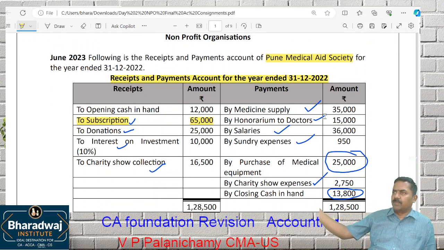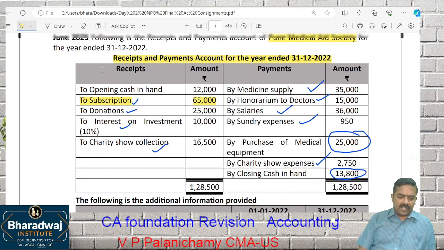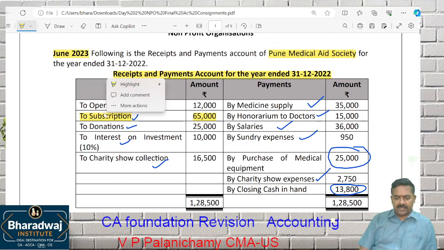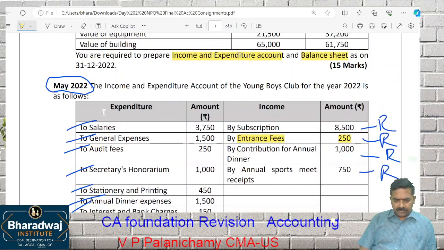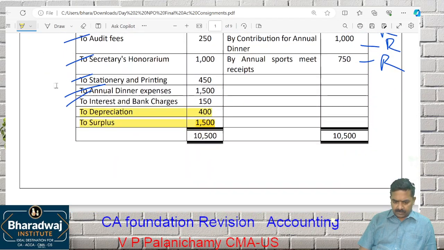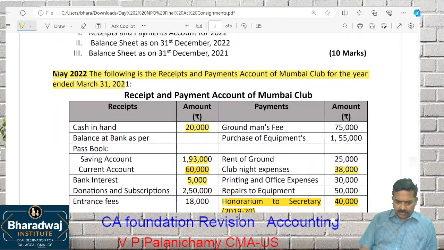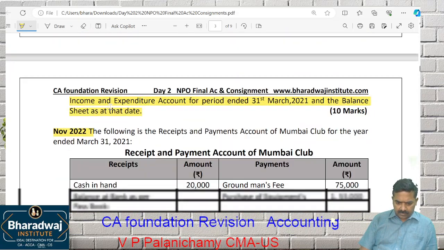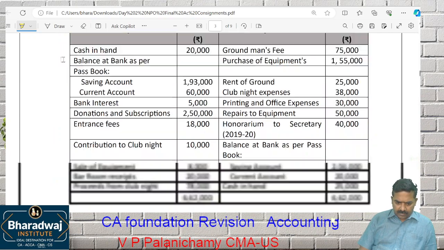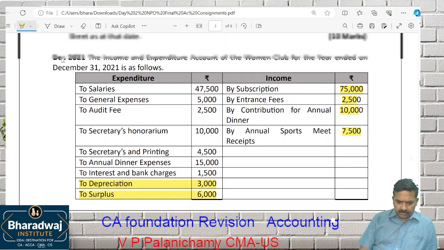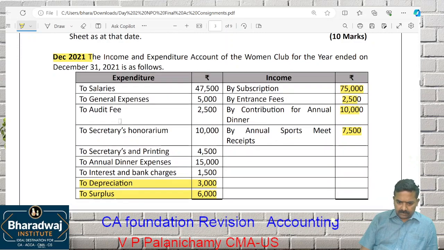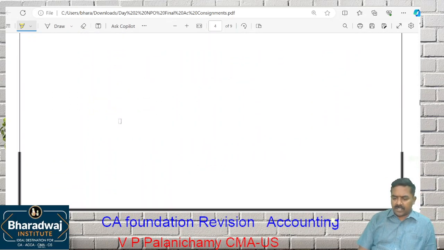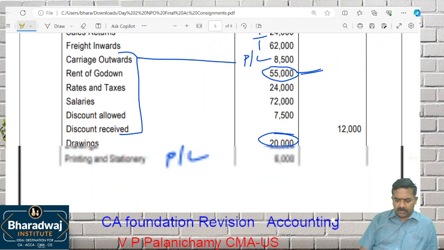What is the reverse one? The model that we have done now. Which model? Preparing receipts and payments account, balance sheet at the end, at the beginning. And the questions are kept that way. Now the model asked in June, they will not repeat in December. So you can expect this kind of a question this time.